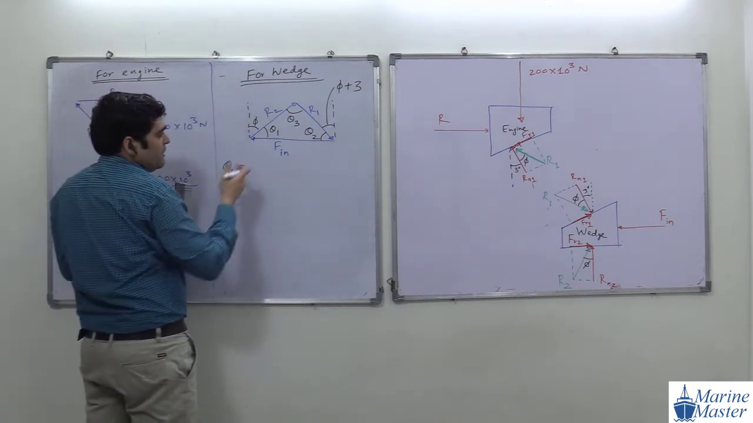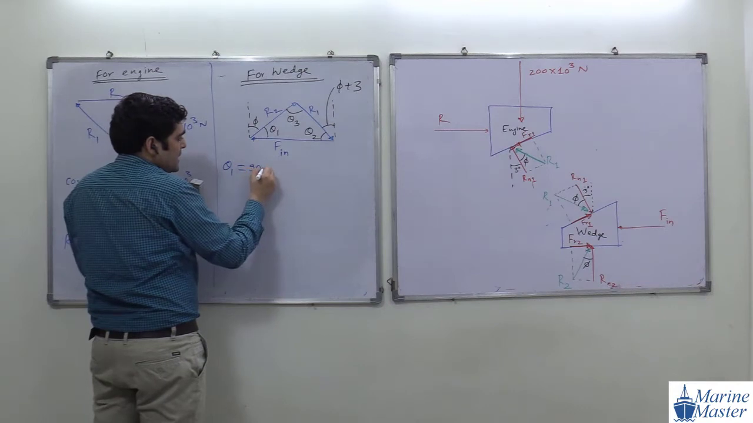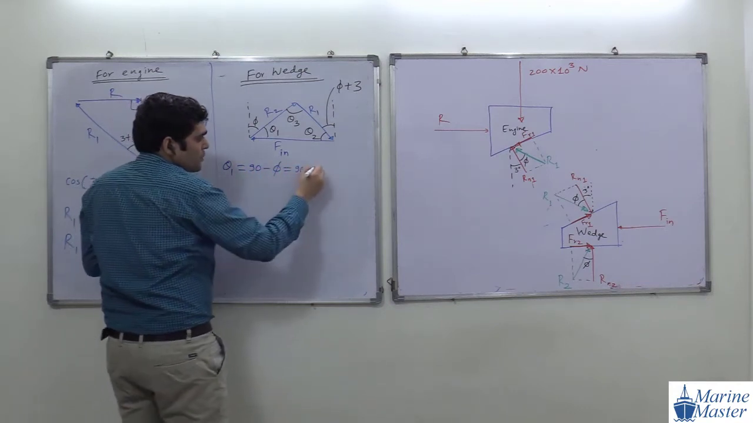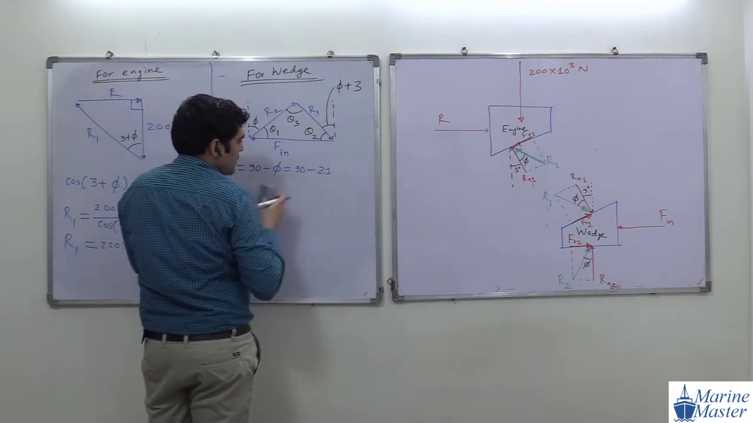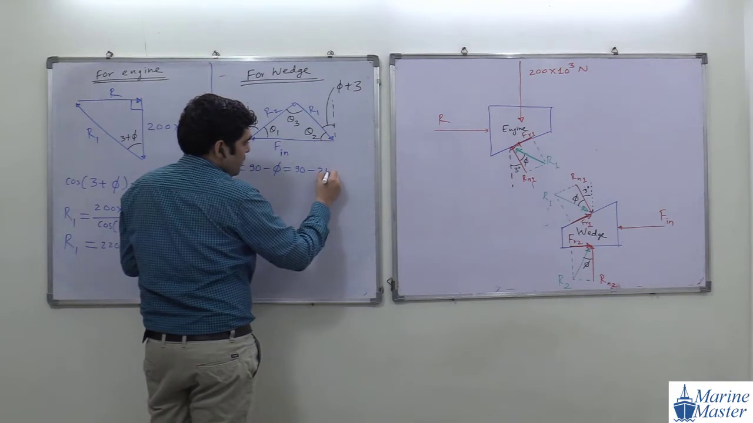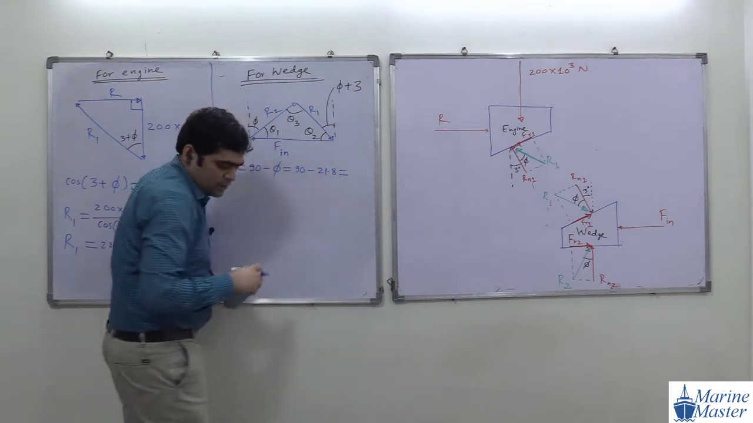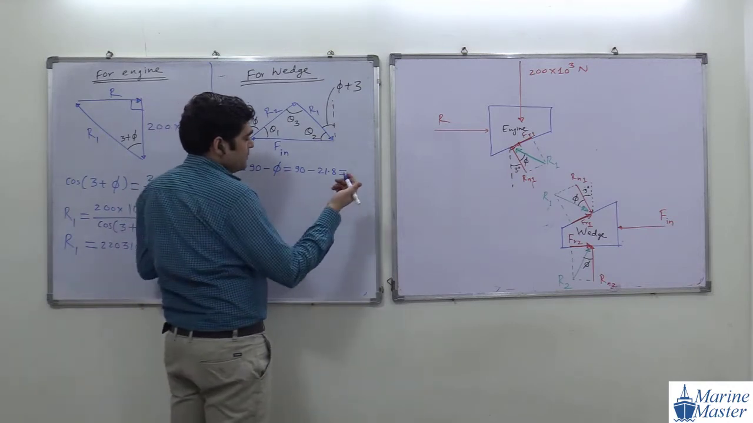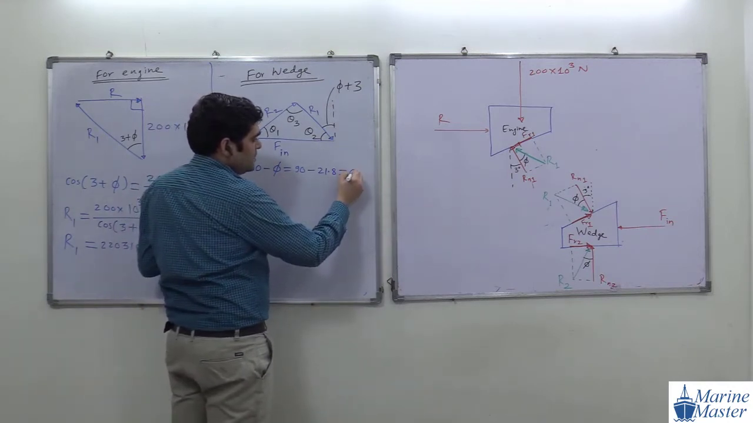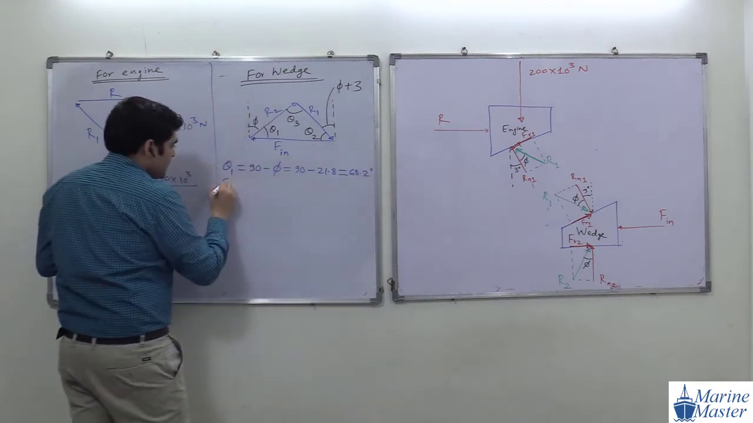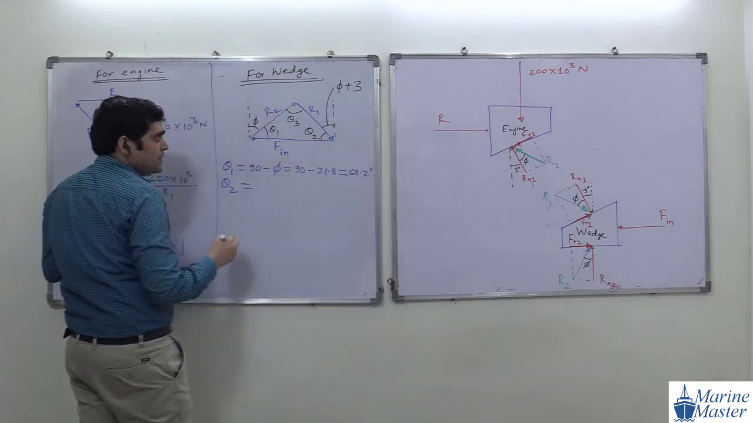Okay, so theta 1 will be equal to what? 90 minus phi. So 90 minus phi means what? 21.8. What will be this value? 90 minus 21.8. How much, guys? 68.2 degrees. Okay, good.